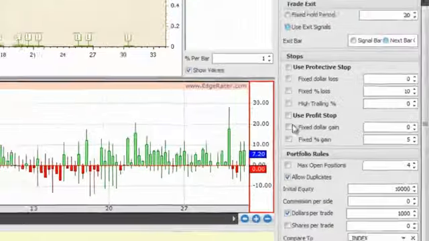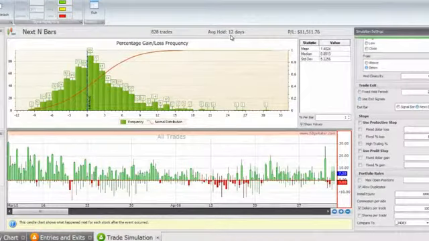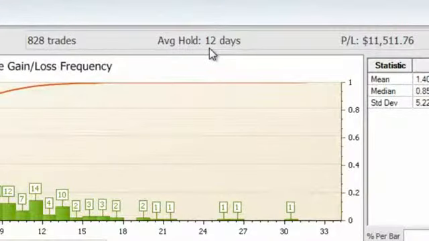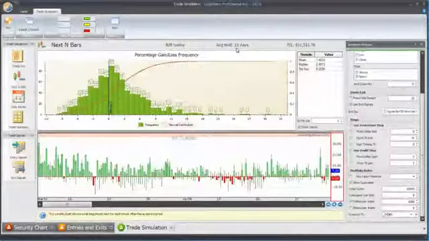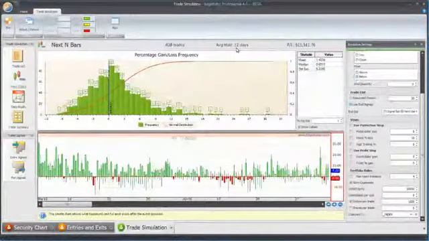So now you can see that the average hold was actually 12 days when there's no profit or loss stop in there. So what that means is that on average, when a stock made it into the top 4 in terms of relative strength, it didn't get into the bottom 50% until 12 days later. Which is a pretty good run. It is a pretty good run.